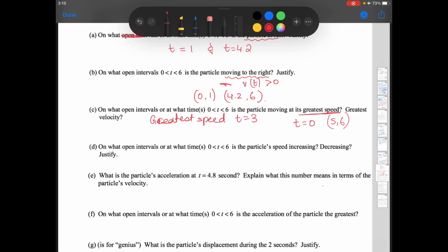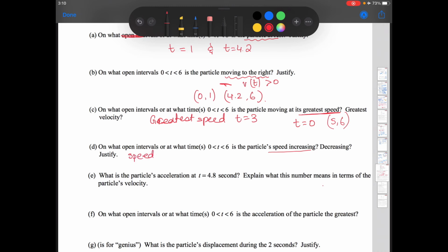On what open interval or at what time is the particle's speed increasing and decreasing? Here we're going to go piece by piece again. It is speeding up where your velocity and acceleration are the same. Its speed is decreasing, or slowing down, where your velocity and acceleration are different.